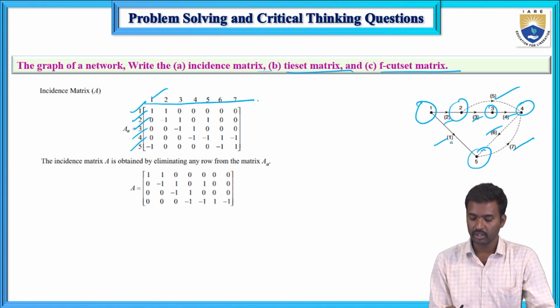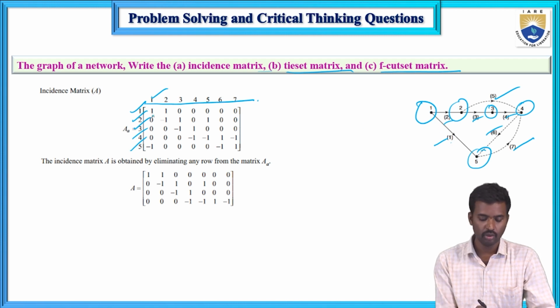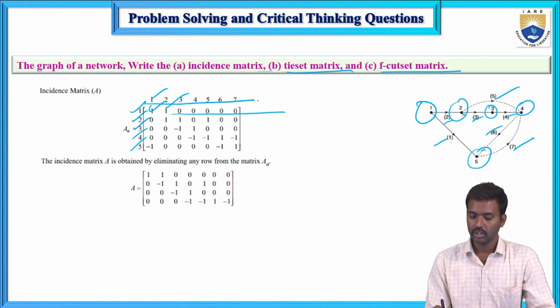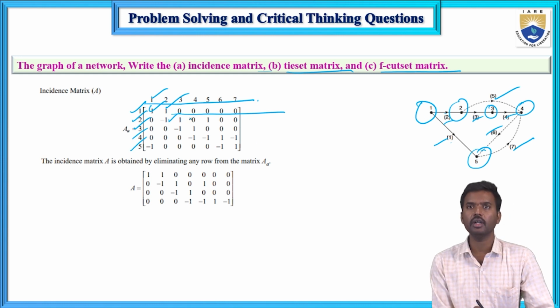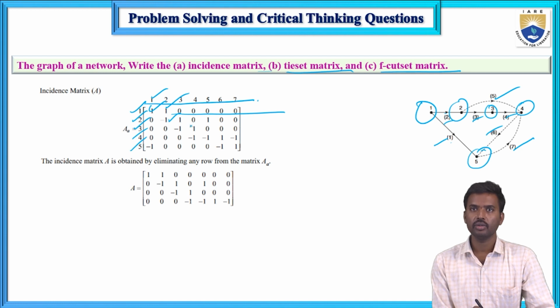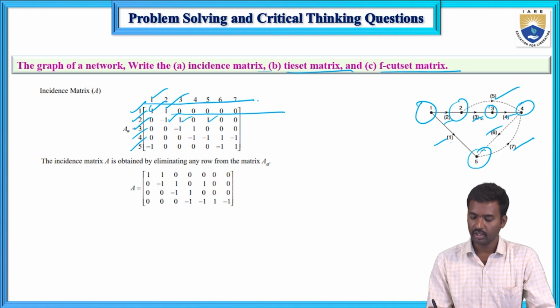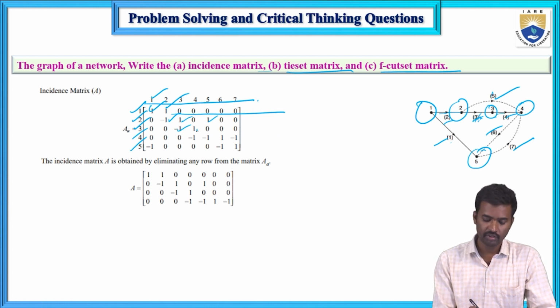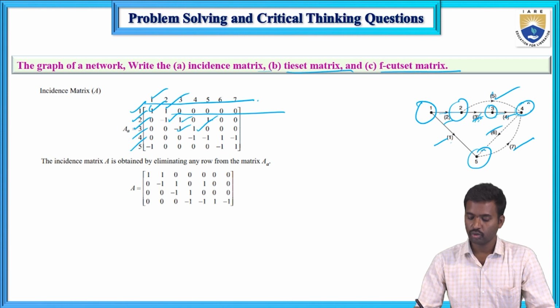So here, 1 and 2 are leaving away, so these two are plus and the remaining elements are minus. For the next node, 2 is entering, that is minus, and the remaining 3 and 5 are leaving. Next, 3 is entering, that is minus, and 4th is leaving, that is plus. And next, the 4th node: what are the entering elements?